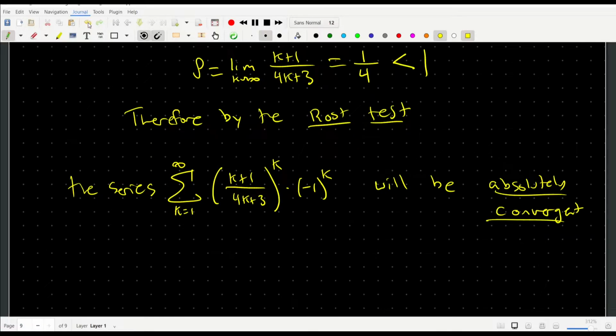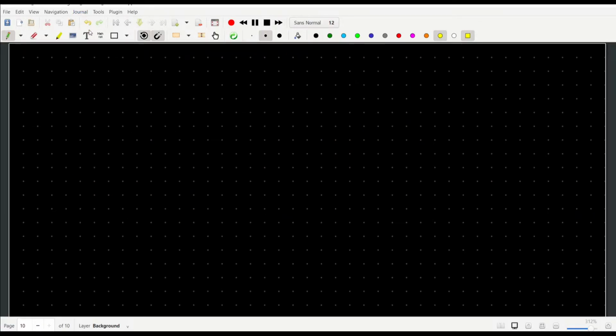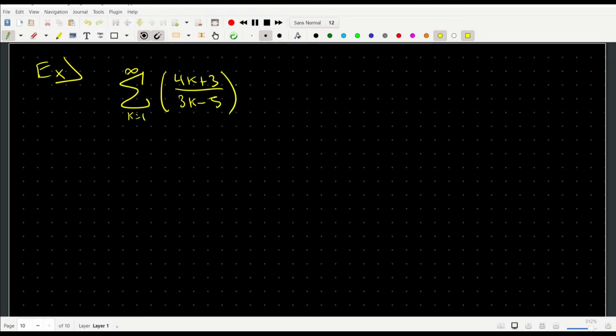Let's do another example, just so that we can see the full range of possibilities here. So let's consider the infinite series starting at k equals 1 of (4k plus 3 over 3k minus 5) to the power k.